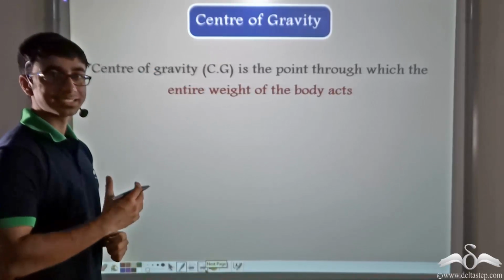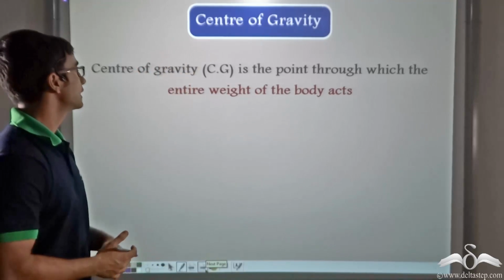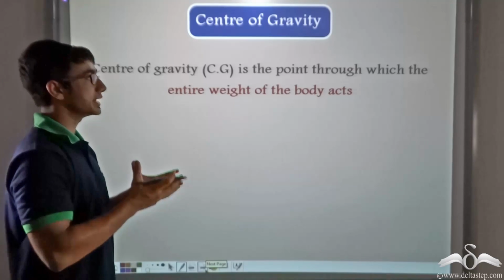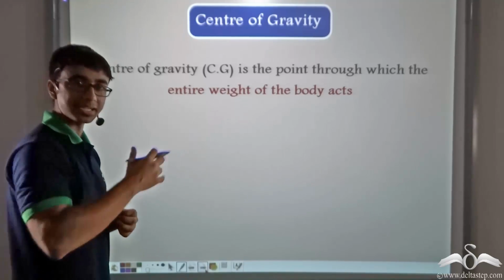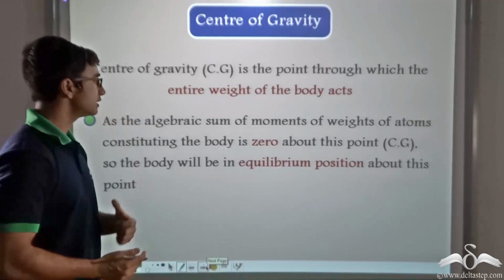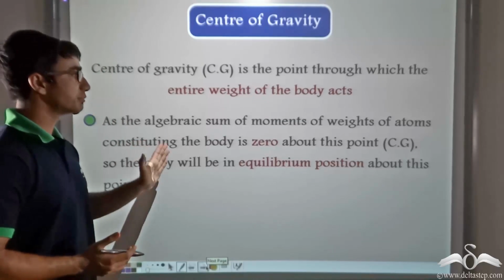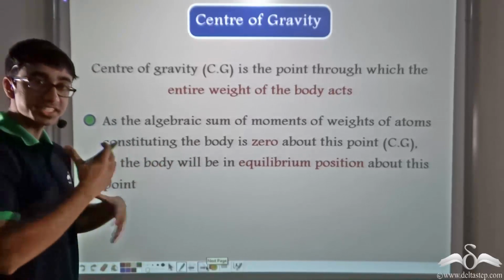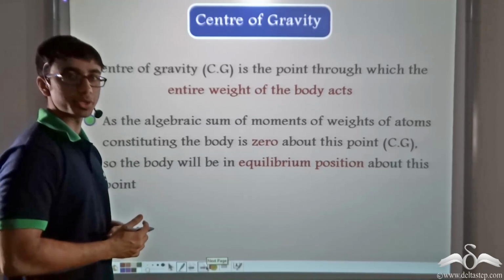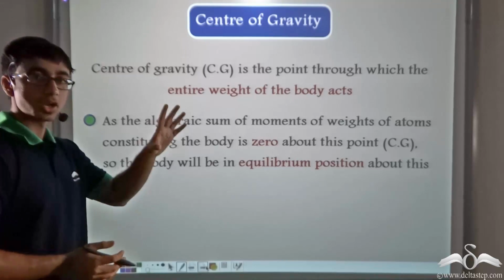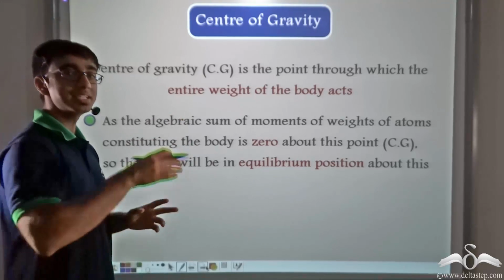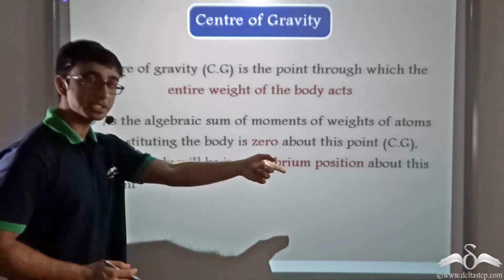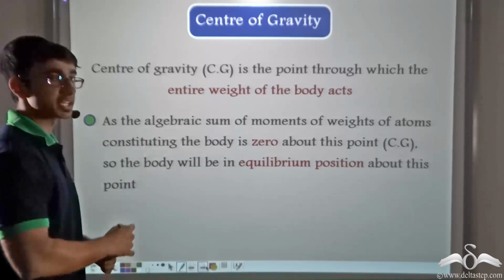So what are the basic characteristics of the center of gravity? We found that center of gravity is the point through which the entire weight of the body is considered to be acting. Furthermore, we can say that the algebraic sum of moments of the weights of the atoms constituting the body is 0 about this point, or in other words, the clockwise moment is equal to the anti-clockwise moment, and this is why the body will be in equilibrium position about this particular point.